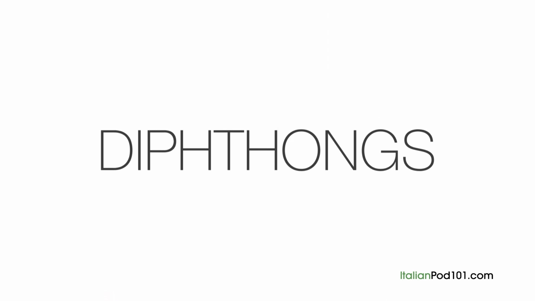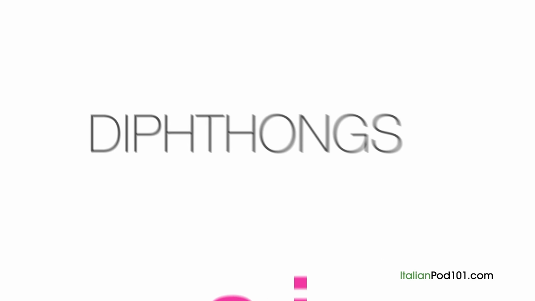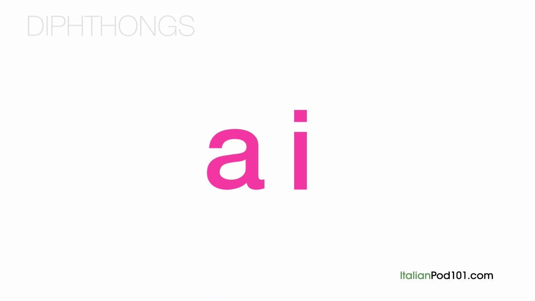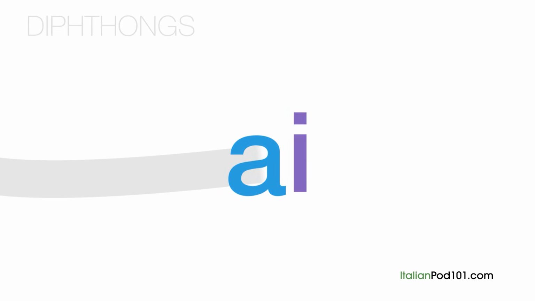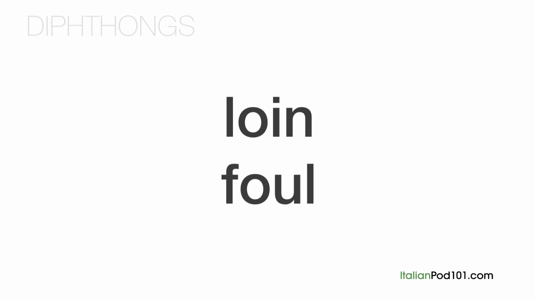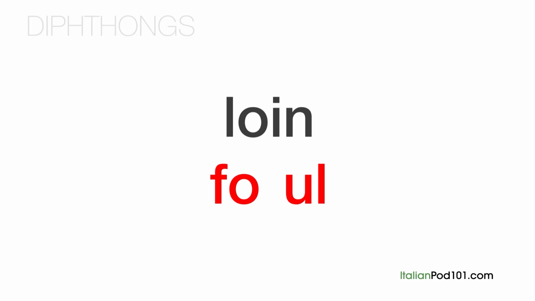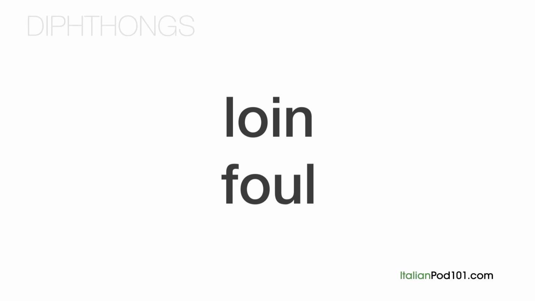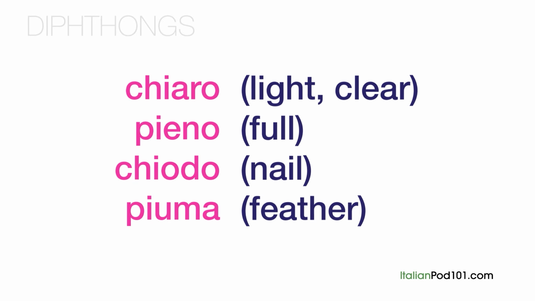Okay, let's move on. A diphthong refers to two vowel sounds that are pronounced within the same syllable. You can kind of think of it like gliding from one vowel to the next very quickly. English has diphthongs as well. Take the word loin, for example. It's not pronounced lo-in, but loin. Or the word foul. It's not fo-ul, but foul. Notice the difference? Okay, now let's have a look at some of the most common diphthongs in Italian.